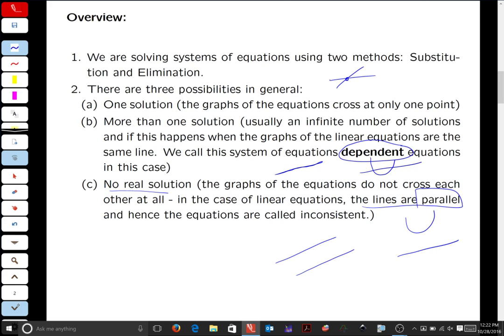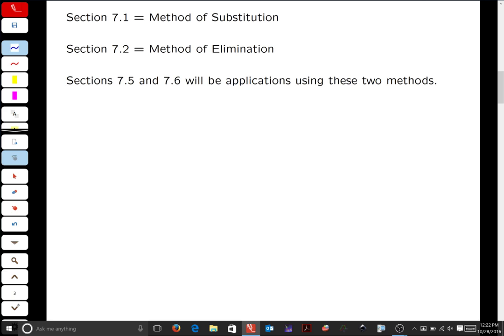Okay, so the way this chapter looks is section 7.1, we're doing the method of substitution. That is a method that I taught you from section 3.5 for solving the equation we just did on the quiz. Section 7.2 is going to be the method of elimination. That method is actually a preferred method for most people. They like elimination better because you can solve it a little bit easier with less writing. And then sections 7.5 and 7.6 are going to be applications using these 2 methods.